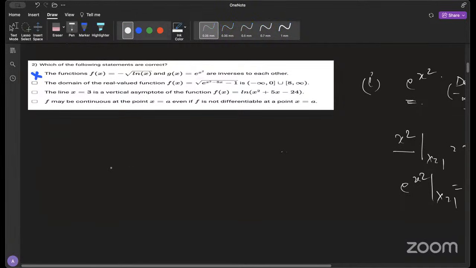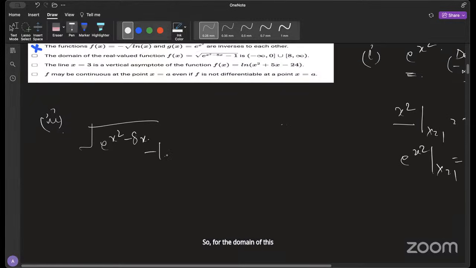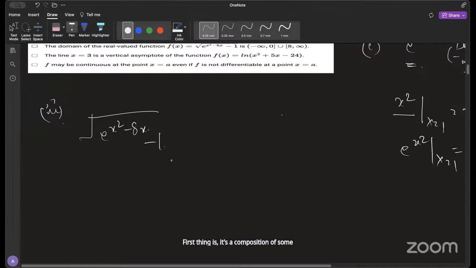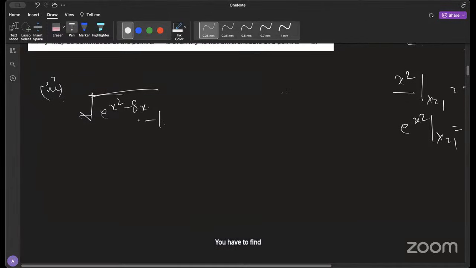The next one, you have square root of e to the power x square minus 8x minus 1. And you have to find the domain of this. So for the domain of this function, first thing is it's a composition of some functions, but let's not do it the composition way. You have to find the domain of each of these functions. If it's a composition of f, g and h, you find the domain of each of these and then take the intersection of all of these, right?